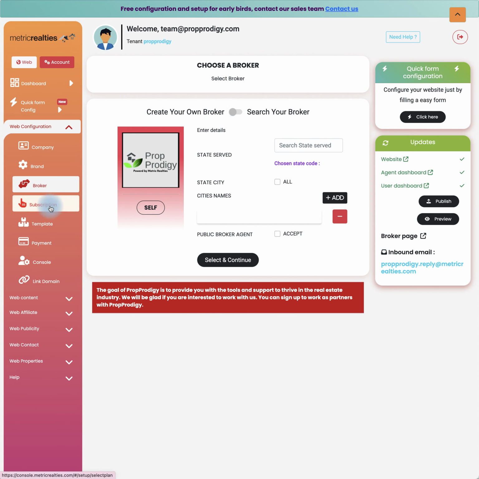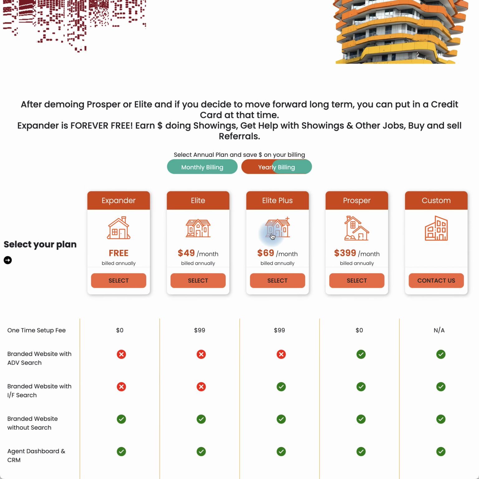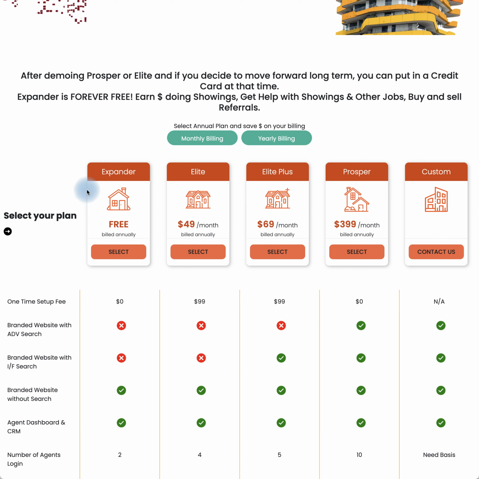The next thing you're going to do is pick the subscription. Now, we talked about this earlier and what that looked like as far as subscriptions go. So the Expander is always free. The Elite is simply the user dashboard and the agent dashboard, okay, with a branded website without any search. The $69 a month is with an iframe solution.